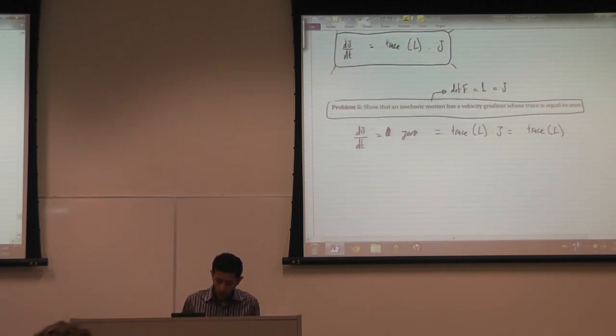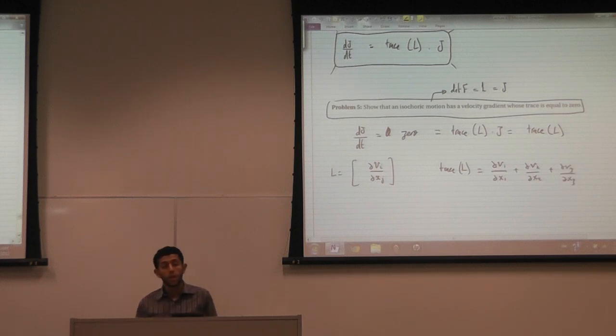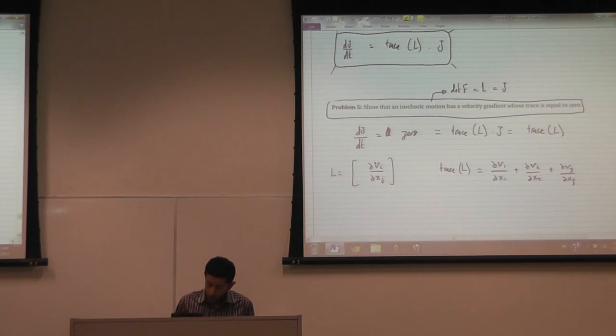Now what is trace L? L is equal to partial v_i by partial x_j. Trace L is equal to partial v1 by partial x1, plus partial v2 by partial x2, plus partial v3 by partial x3. If a motion is described by incompressibility, you always get that this is equal to zero.